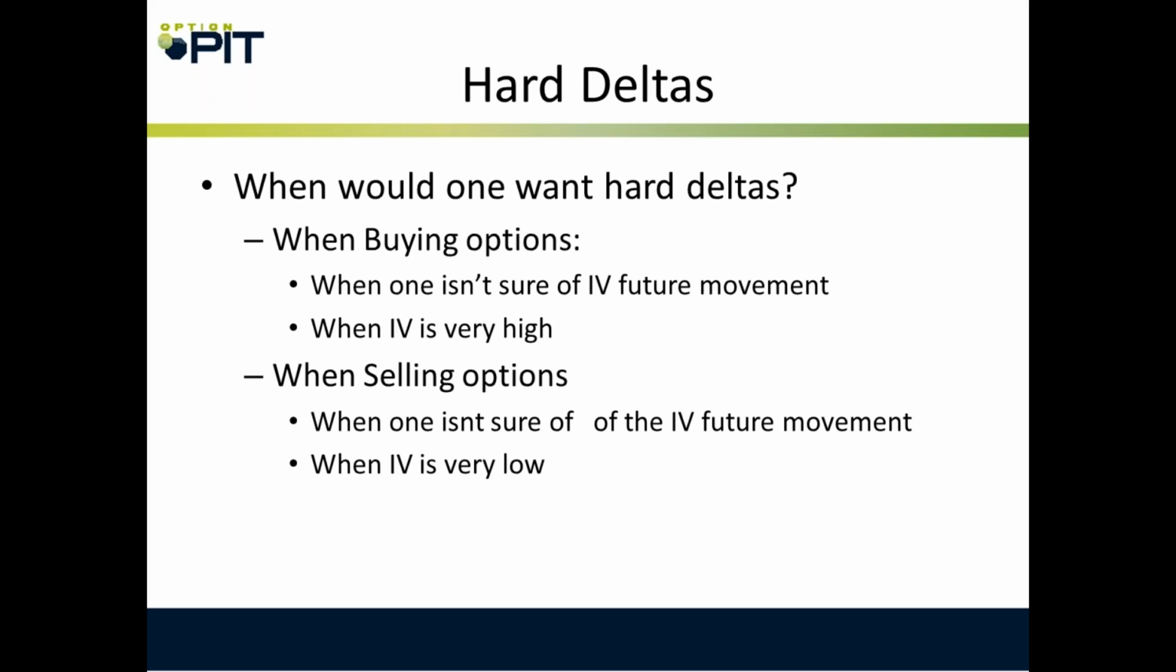All right. So you want to buy an in-the-money option, a hard delta, when one isn't sure of the IV's future movement and when IV is very high. So IV is very high, but it might go higher, might go lower. Or I'm not sure which direction IV might move. Well, and I want to go long. I want to buy an option because I do think the stock's going to go up, or the stock's going to go down. Well, then a lot of times it does make sense to buy an in-the-money option or an at-the-money option.